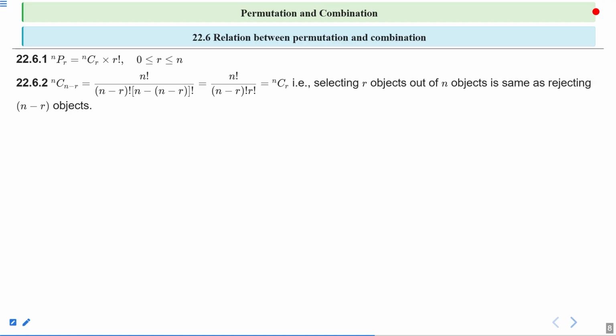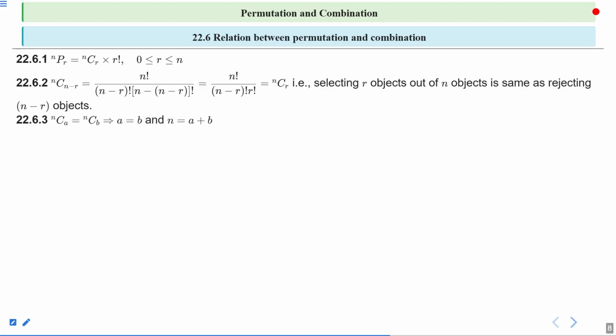Same way, NC(n minus R) equals n factorial in numerator upon n minus R factorial into [n minus (n minus r)] factorial. So when we simplify it, we can say that n factorial upon n minus r factorial into r factorial, which also equals NCR. That is, selecting r objects out of n objects is the same as rejecting n minus r objects.